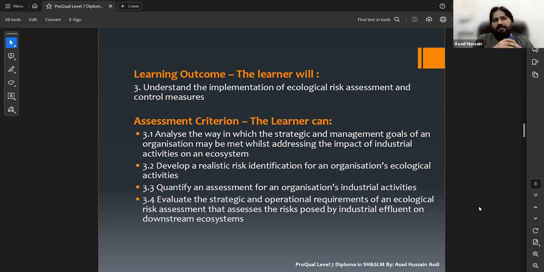Simply, the analysis is required on how the strategic and management goals of an organization are addressing the activities happening in the organization which can destroy the environment, or which can even impact negatively on the environment.